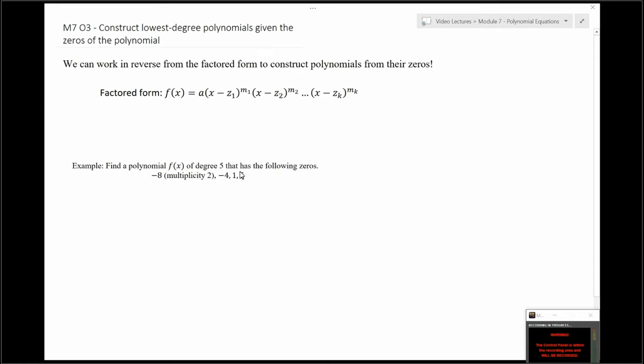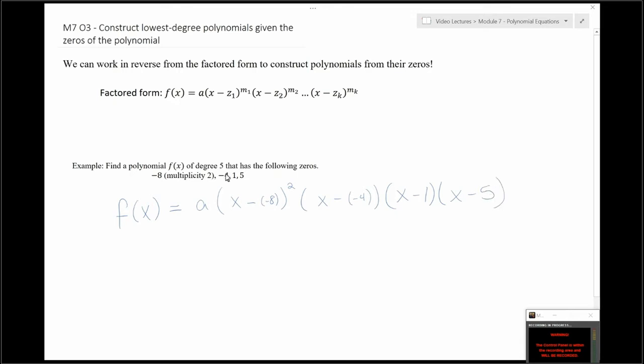So, the first example, find a polynomial of degree 5 that has the following zeros. So we see -8 with multiplicity 2, -4, 1, and 5. So what we're going to do is say, okay, I have f of x. It will be a times x minus -8, and they said this multiplicity is 2. Then x minus -4, multiplicity 1, since they didn't say anything, we just assume that. Then x minus 1 and x minus 5.